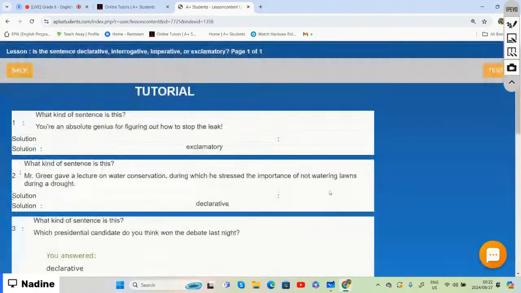All right, so now we're going to look at our activities first, and then we're going to our test. It says, you are an absolute genius for figuring out how to stop the leak. We need to say which kind of sentence is that.